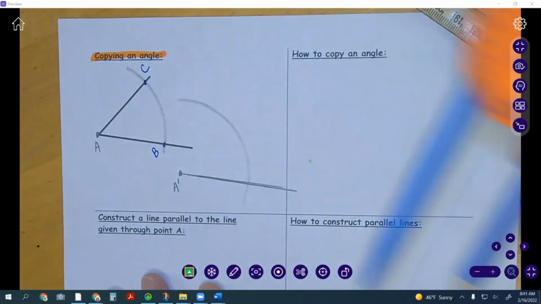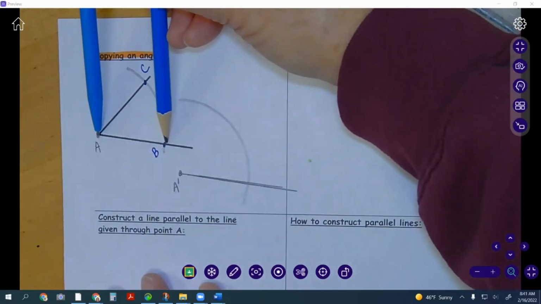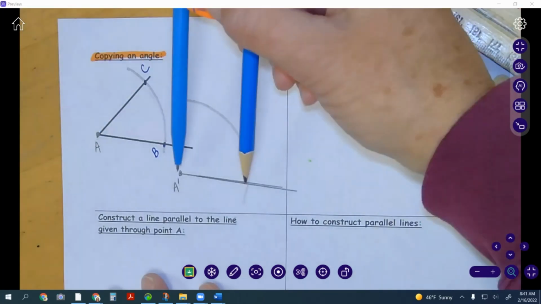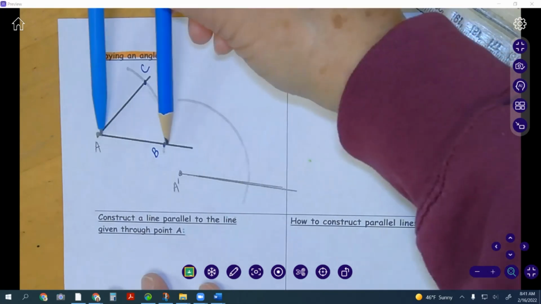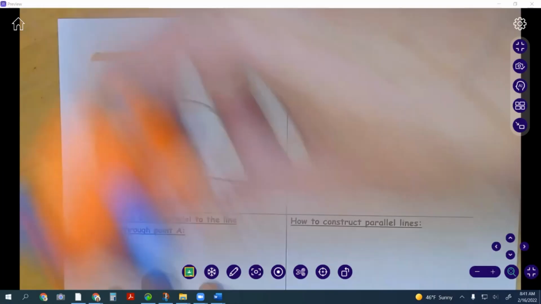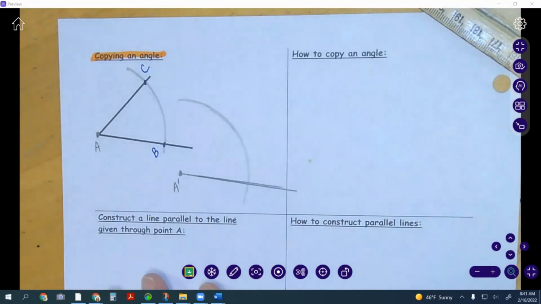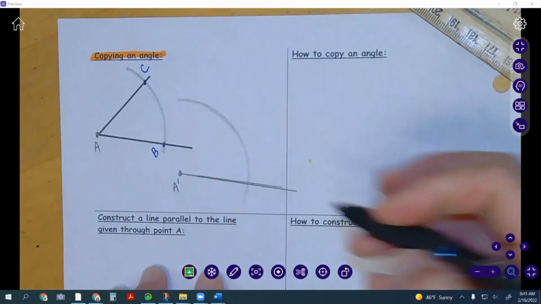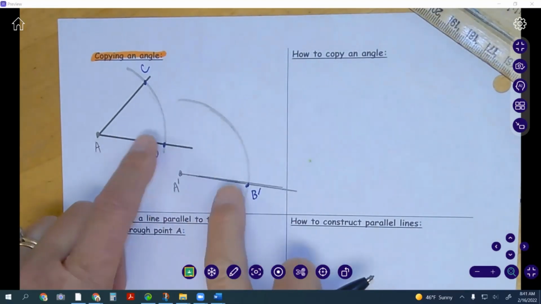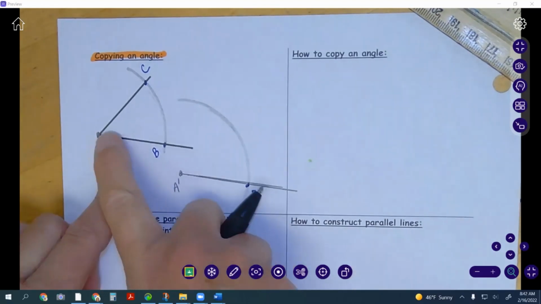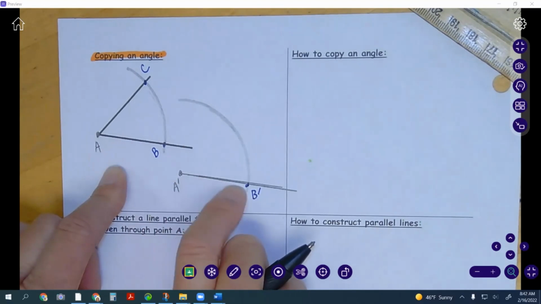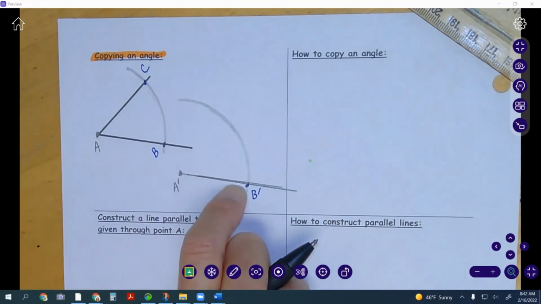So again, I picked a radius over here for a circle that's going to intersect both sides. I came over here to A prime, which corresponds to A, and I did that same circle, but centered at A prime. Now, I'm going to call this B prime because it's going to correspond to this. This line segment AB should be the same length as this one, A prime B prime, because I kept the radius the same. They are the same.